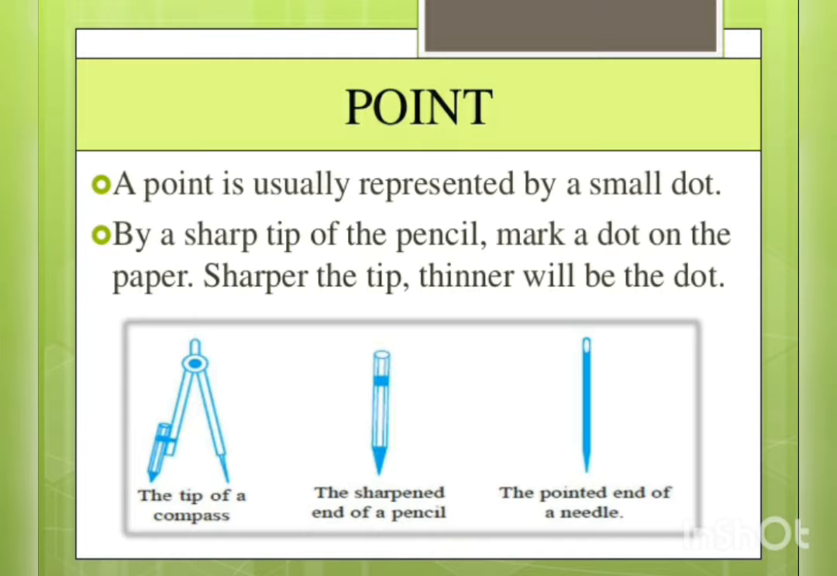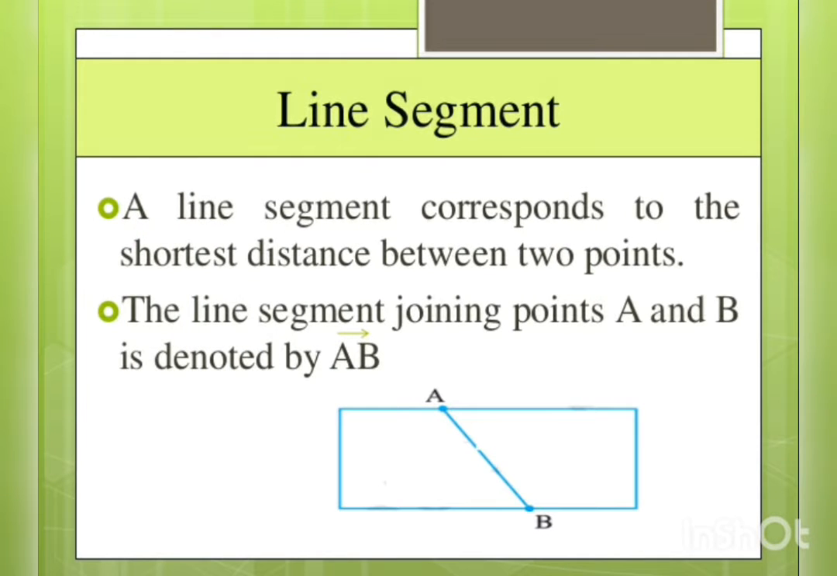First one is a point. A point is usually represented by a small dot. Any dot marked on a paper is a point. You can draw it with the sharp tip of a pencil, or with the tip of a compass or the pointed end of a needle. This way you can mark a point on a paper.